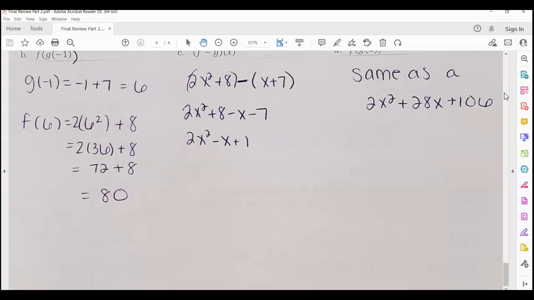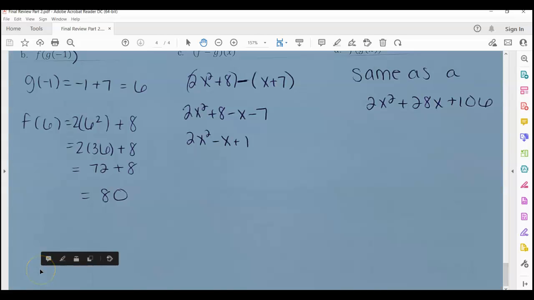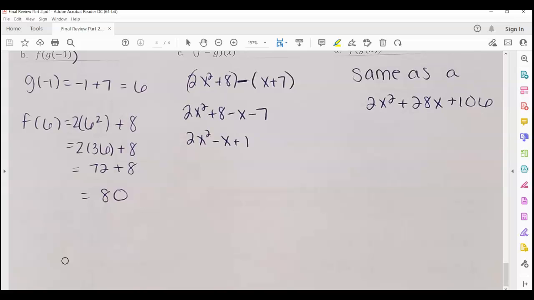Alright, so the problem you asked me about, Will, would be like, okay, what if I had, let me see if this looks right on here. I need a whiteboard.